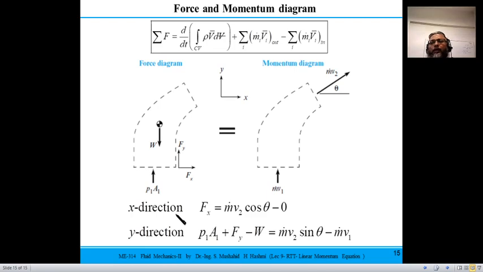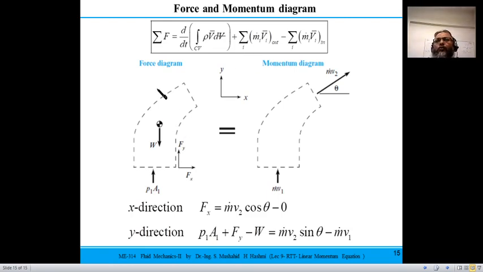The sum of the forces acting in the y direction would be the vertical force: the pressure force plus the Fy force minus the W force. These are the resultant sum of the forces acting in the y direction. Since this term is 0, on the right hand side we have the momentum coming out in the y direction, m v2 sin theta, minus the momentum coming in in the y direction, m v1. So this is how we can solve problems related to the momentum equation.